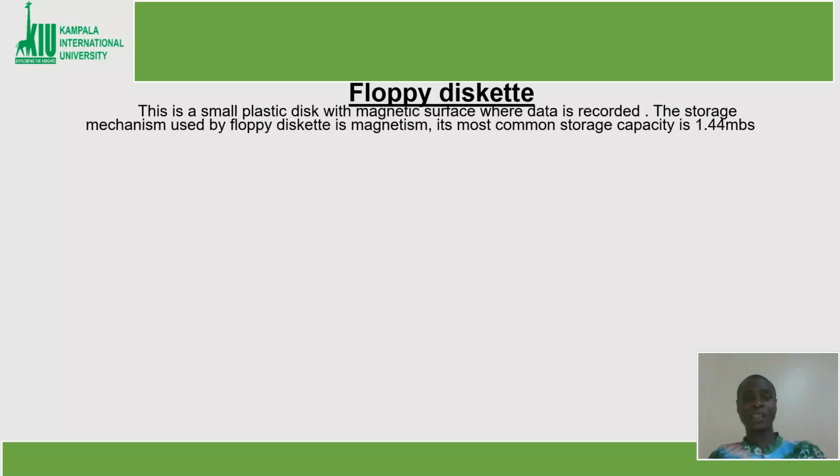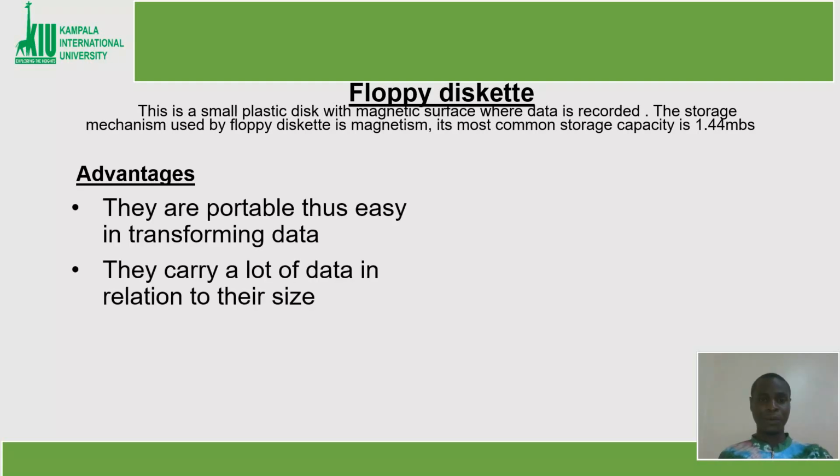This is a small plastic disk with a magnetic surface where data is recorded. The storage mechanism used by floppy diskettes is magnetism. Its most common storage capacity is 1.44 MBs. Here I'm going to give its advantages. They are portable, thus easy in transferring data. Next, they carry a lot of data in relation to their size.